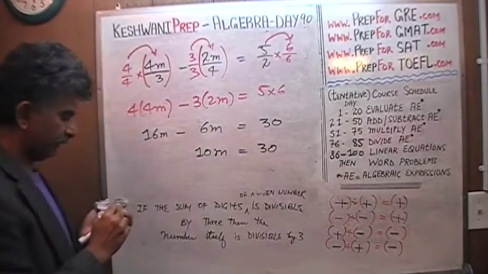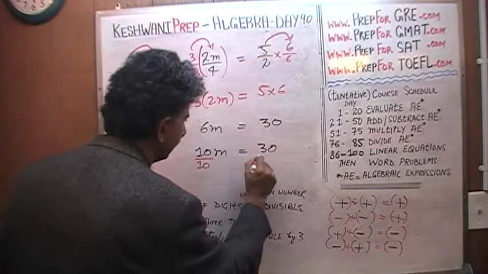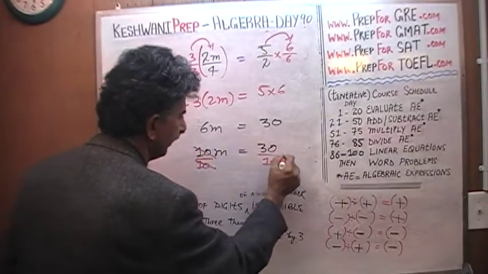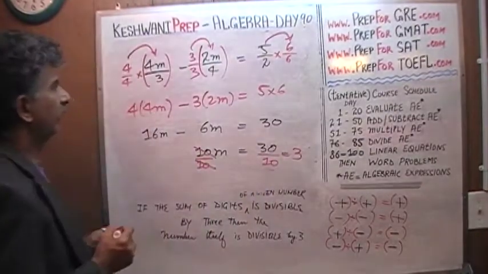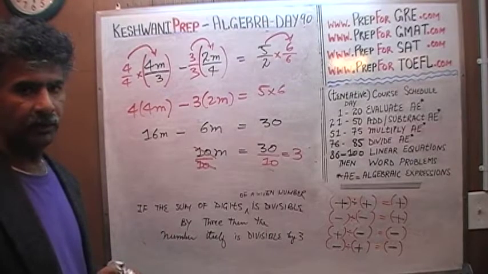How do we figure out what m is? Divide both sides by 10. Divide this side by 10, divide this side by 10. This cancels out and m equals 30 divided by 10, which is 3. m equals 3. Now we have to go back to our original equation and make sure that it actually works.